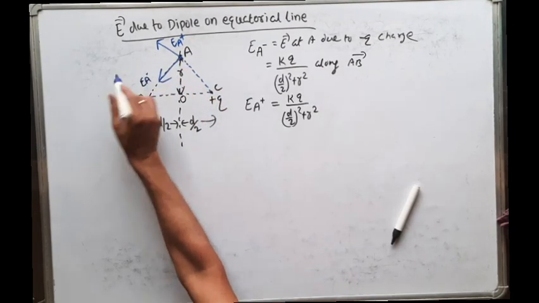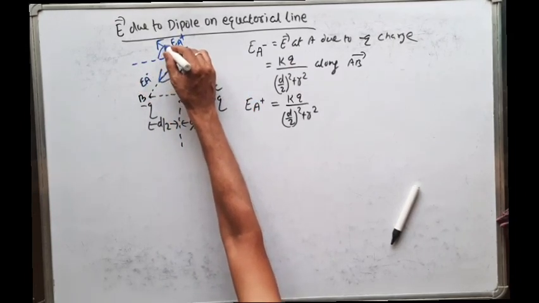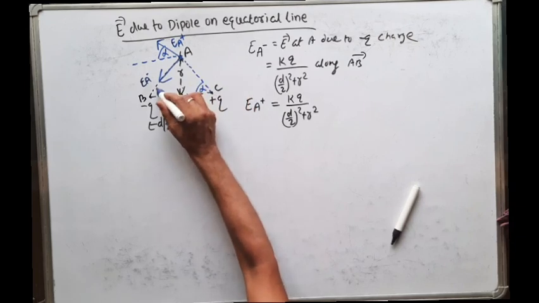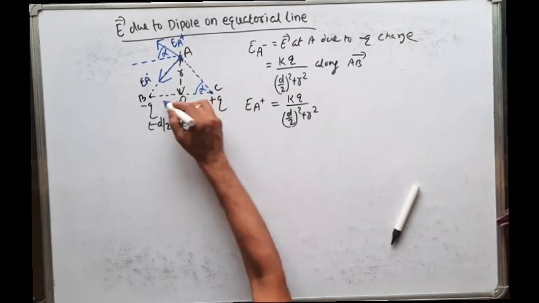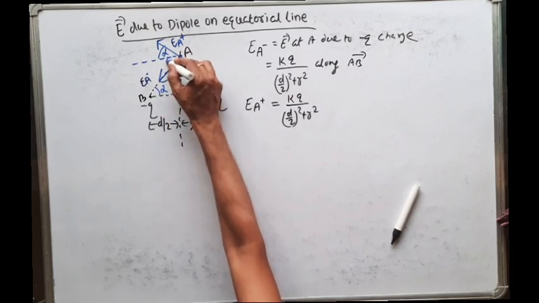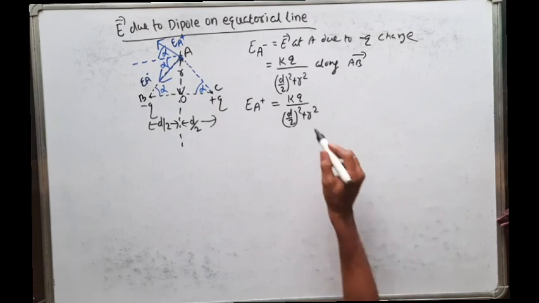So now just draw a horizontal line here. If this angle is alpha, this angle is alpha. This is an isosceles triangle. If this is alpha, this is also alpha. If this is alpha, this angle is also alpha. Then what will we do? We will add.